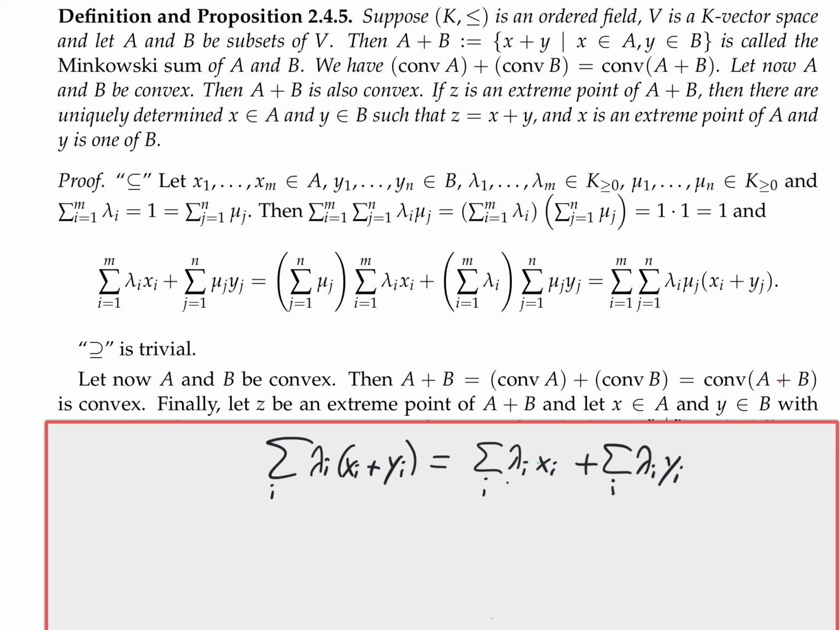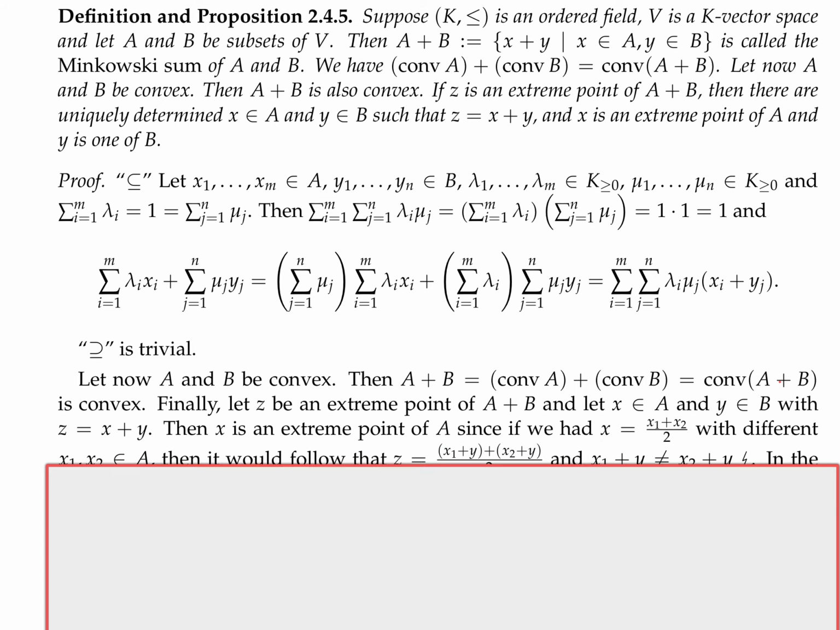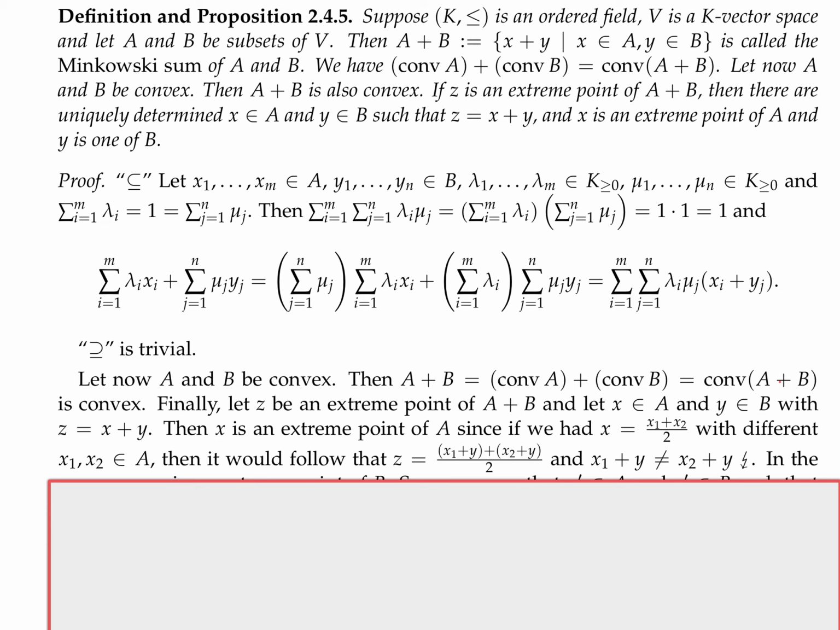Now finally, if z is an extreme point of A plus B, and let x in A and y in B with z equals x plus y, then x is an extreme point of A, since if you had x equals (x1 plus x2) over 2 with distinct x1, x2, then it would follow that z could be written as ((x1 plus y) plus (x2 plus y)) over 2, right? Obviously.